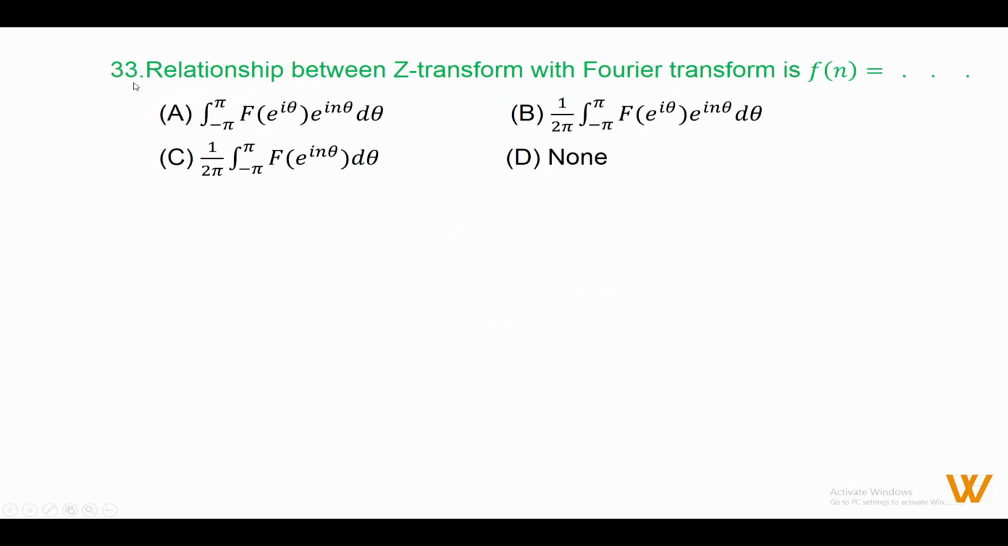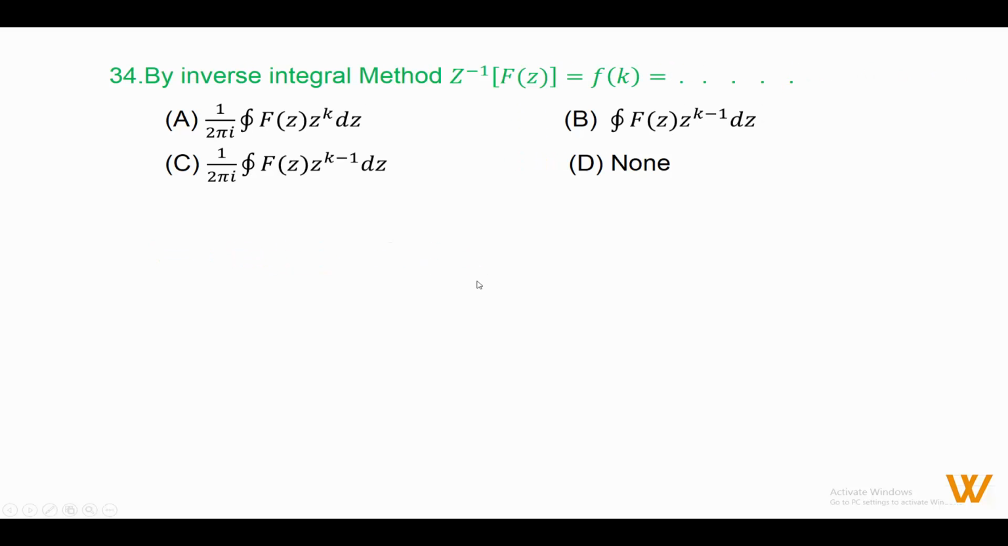Next, 33. The relationship between Z transform and Fourier transform is: relation between Z transform and Fourier transform is f of n is equal to 1 upon 2 pi integration limit minus pi to plus pi capital F of e raised to i theta into e raised to i n theta d theta. Answer is B option, 1 upon 2 pi integration limit minus pi to plus pi F of e raised to i theta into e raised to i n theta d theta.